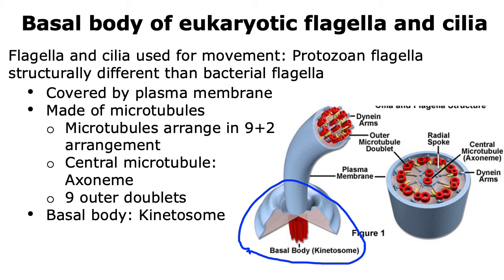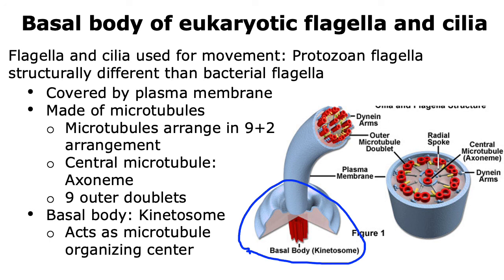Eukaryotic flagella and cilia have a basal body, and this basal body is called a kinetosome. It is different from the basal body that is found in the flagella of bacteria because it does not act as a motor. On the other hand, it acts as a microtubule organizing center. And thus, its function is similar to that of centrioles that are present in the cell that can form the mitotic spindle during the process of cell division.